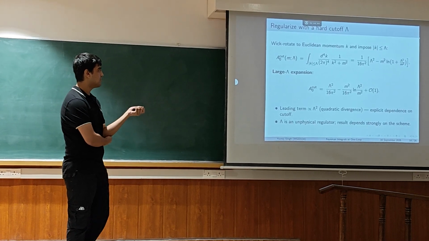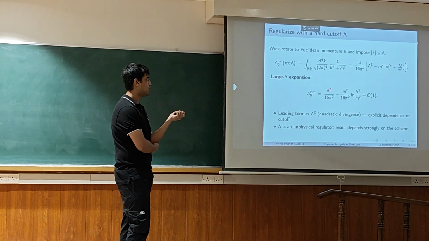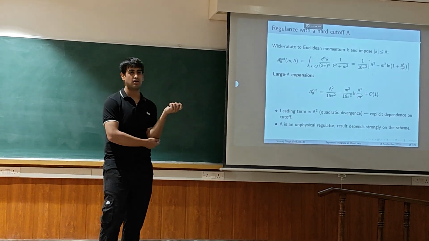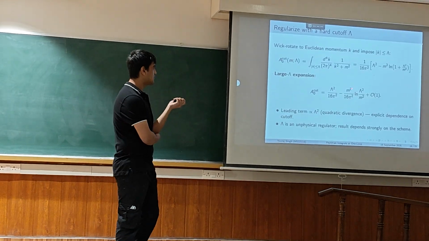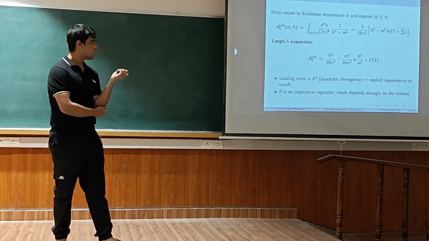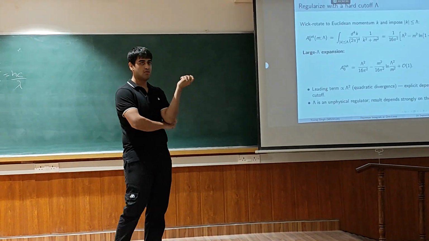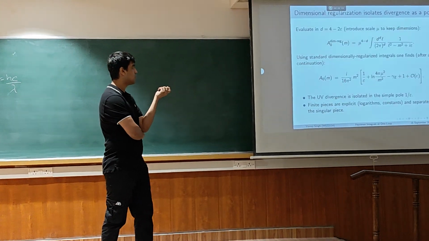So this is the integral we get. You see there is a direct lambda square quadratic term here, and the second term also contains a lambda here. So we see there are quadratic divergences and we are not able to separate any divergences from here. We will also see why this method is not very good.